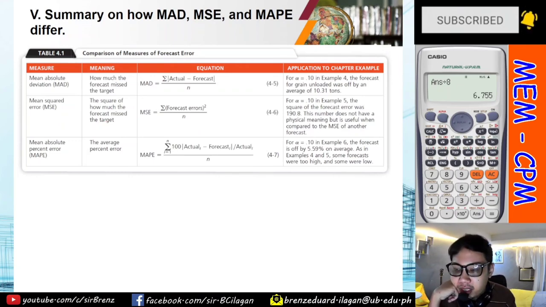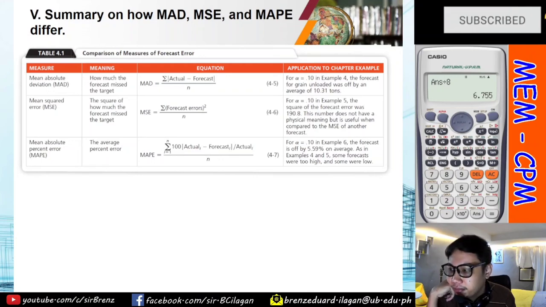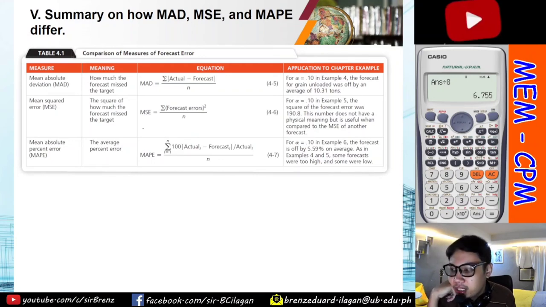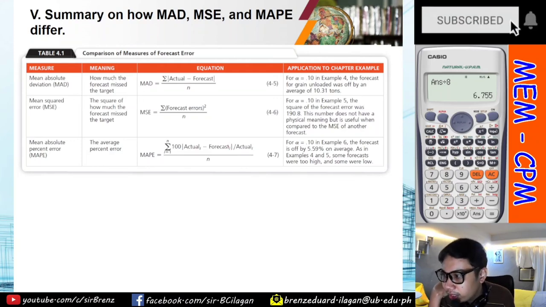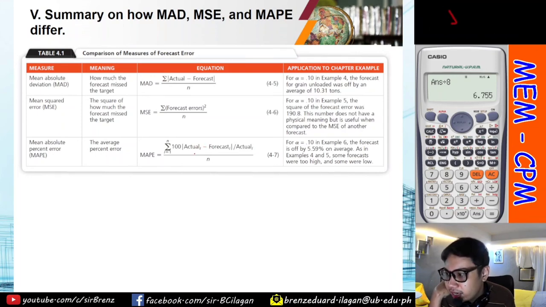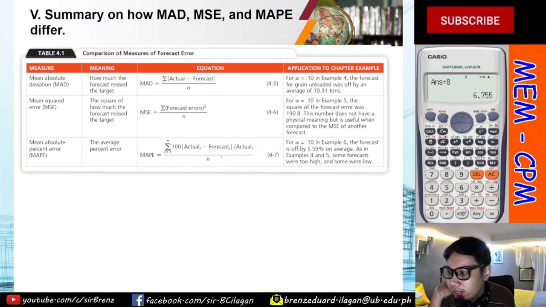Next, for the mean absolute percent error, so this is the average percent error given by this equation. So for the application in this example, for smoothing constant of 0.1, the forecast is off by 5.59% on average. So as in example 4 and 5, some forecasts were too high and some were low.